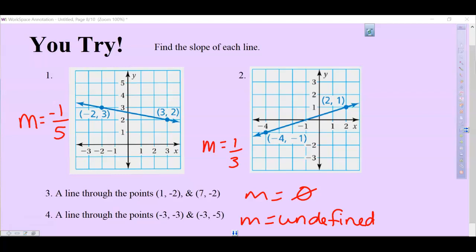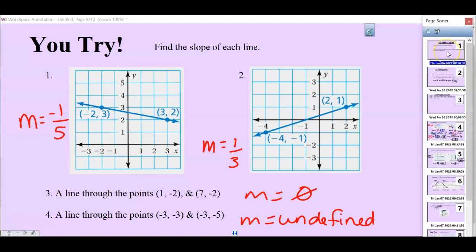So how'd you do? Hopefully you did good. I really appreciate you guys joining me today, as we discovered how to find slope of a line.